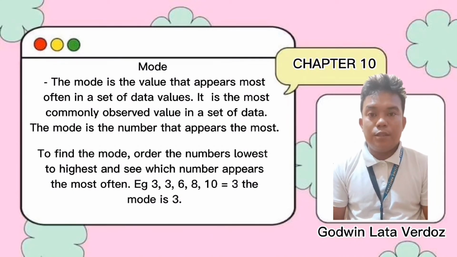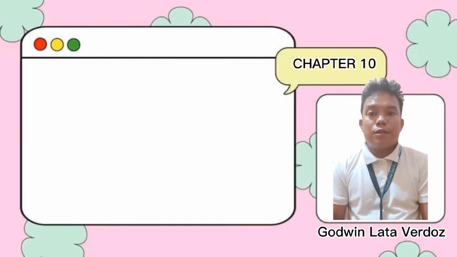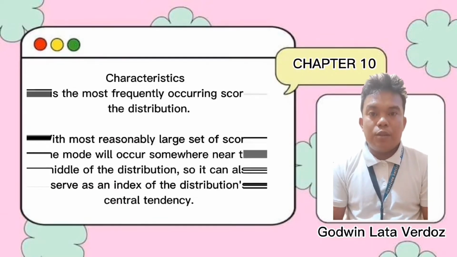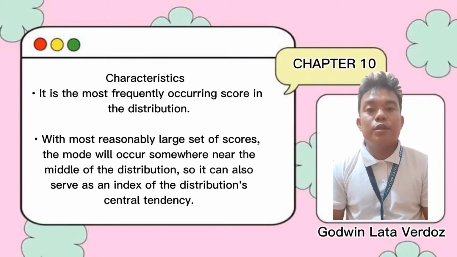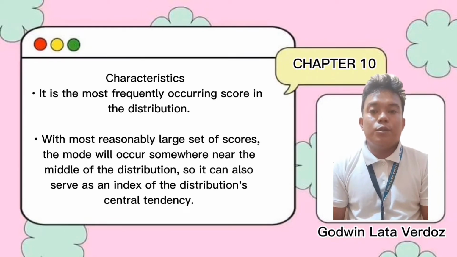Example: 3, 3, 6, 8, 10. The mode is 3. Its characteristic is that it is the most frequently occurring score in the distribution. With a reasonably large set of scores, the mode will occur somewhere near the middle of the distribution, so it can also serve as an index of distribution central tendency.